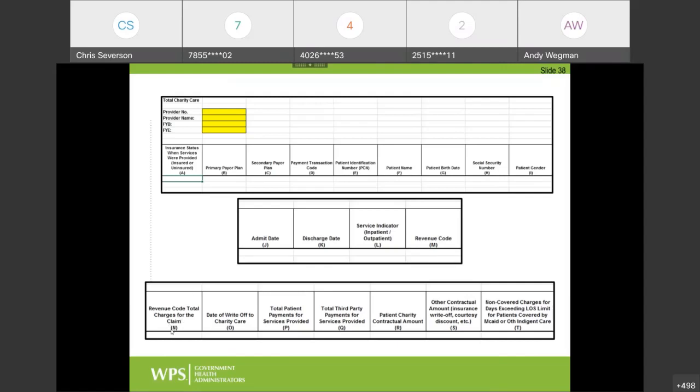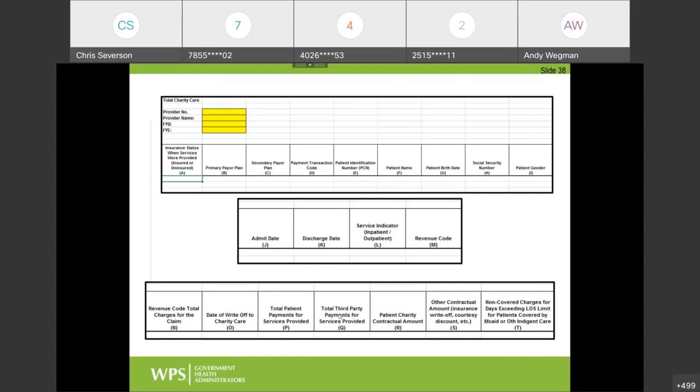The total charges for the claim. Now, assuming you didn't have to do a revenue code, then this is just going to be one line per claim. It's your total charges, which, again, should exclude professional fees. Date of the write-off, total patient payments for services provided. Here, I want to point out, this is all patient payments. This is not the amount that should go on line 22. This is all of the patient payments against that entire claim. A lot of those patient payments, possibly all of them, they were supposed to pay anyways. That's the part generally that was not allowed for charity care. So they're paying their normal bill.